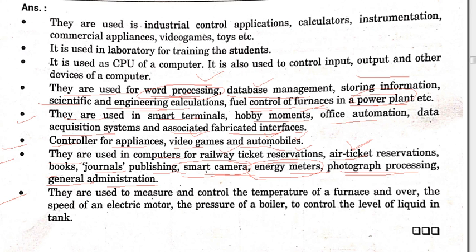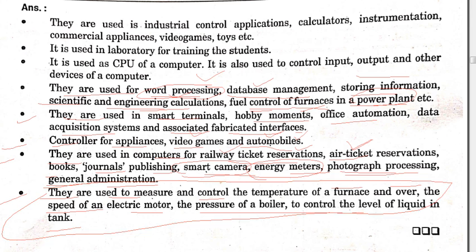Next use is they are used to measure and control the temperature of furnace and over the speed of electric motor, pressure of a boiler, control the level of liquid in the tank. So that is the commercial use in the industry. So in that microprocessor systems are used for measurement and control of temperature of a furnace which are used in the power plant and the various sector.